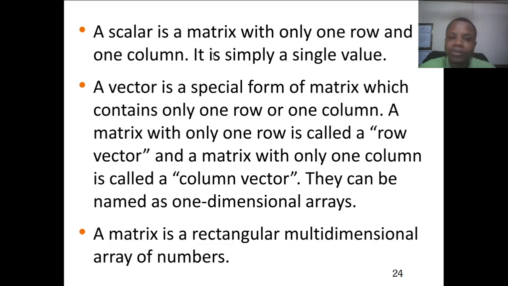Okay, this is referring to just a simple constant, a single value. Now a vector is more or less like a row, or a matrix which contains only one row or only one column. So you can have a row vector or a column vector. You should know that this is a one-dimensional array of data, be it column wise or row wise. So there's a scalar, there's a vector.